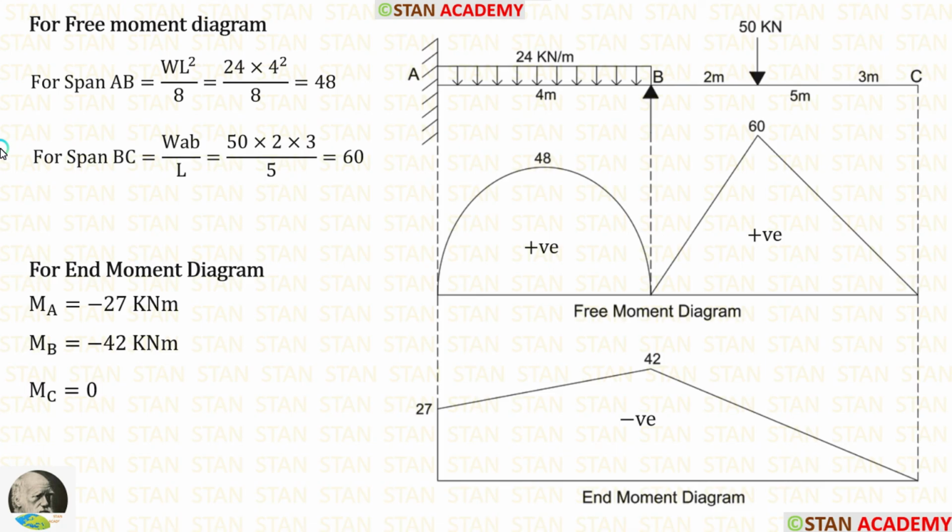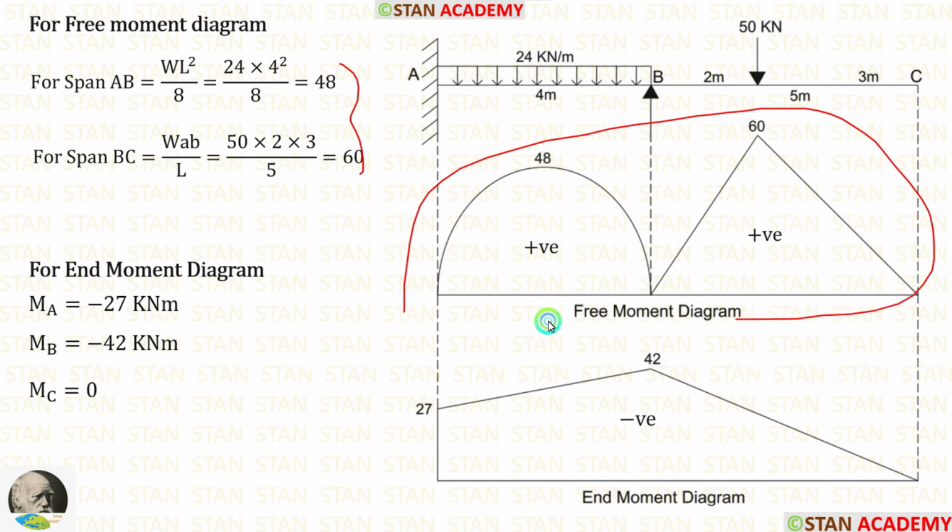Now we are going to make the bending moment diagram. Before drawing the bending moment diagram, first we have to make the free moment diagram, then the end moment diagram. Later we can combine both of them to get the bending moment diagram. For drawing the free moment diagram, we have to assume every span as a separate simply supported beam and calculate the moments. Previously, we have already calculated the moments. Using the values, we can make this diagram.